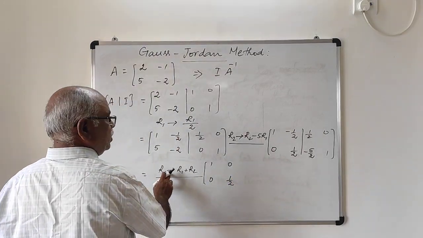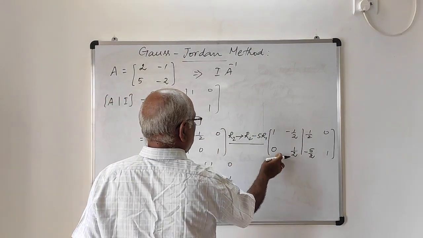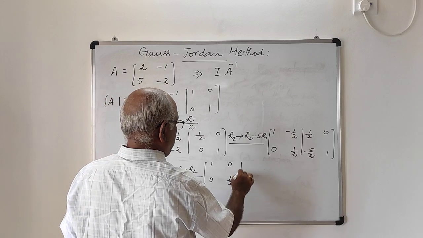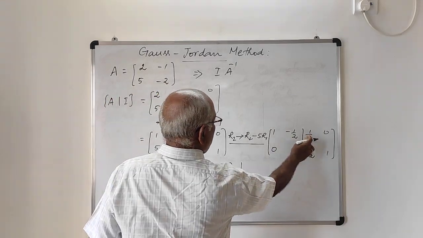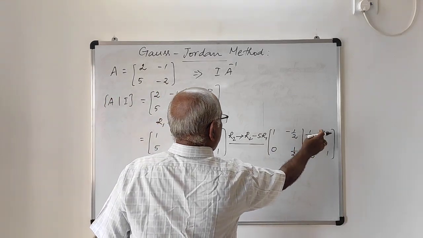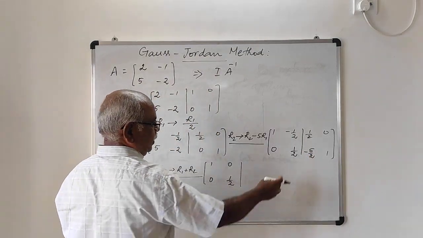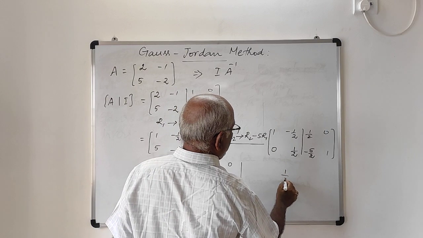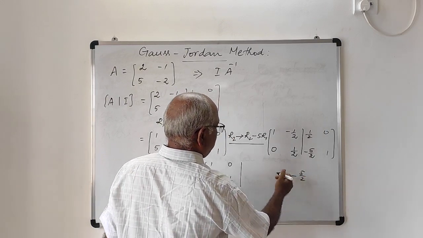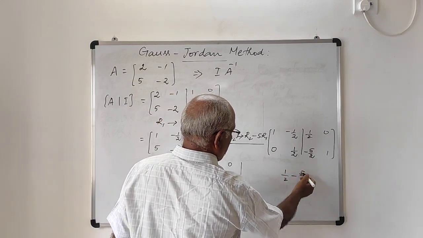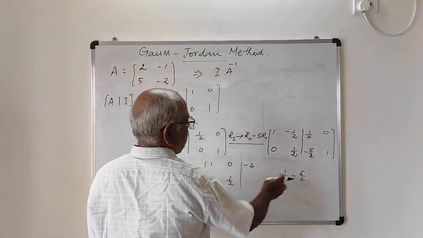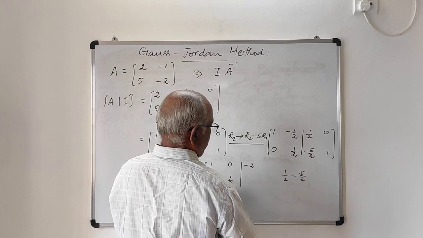First row only you have to convert. R1 is R1 plus R2. 1 plus 0, 1. Minus 5 by 2 plus 5 by 2 is 0. Similarly, R1 plus R2. 1 by 2 minus 5 by 2. That is 5 minus 1, 4 by 2. 5 minus 4 by 2 is minus 2.